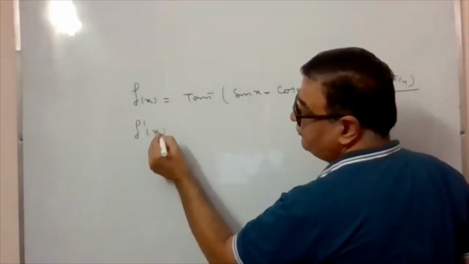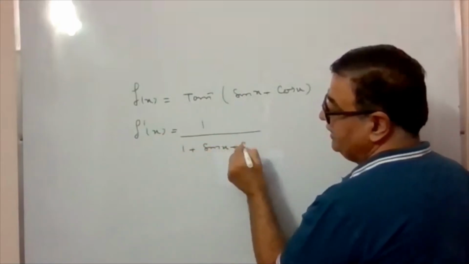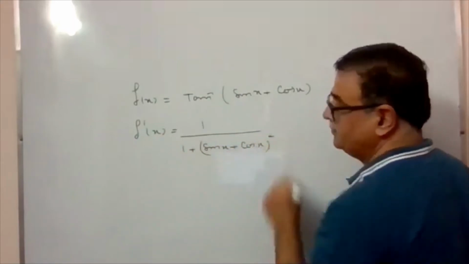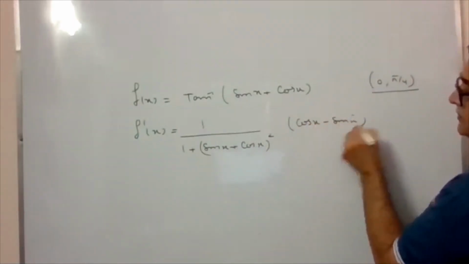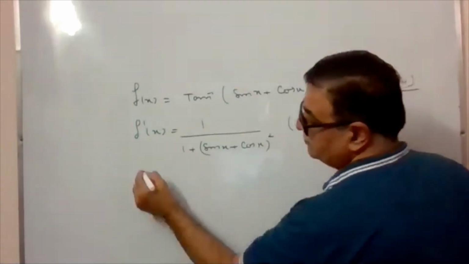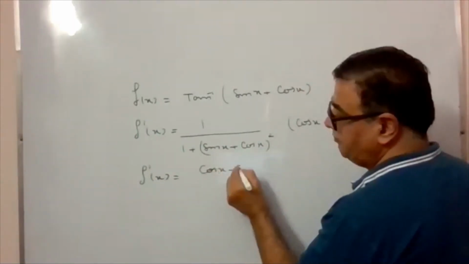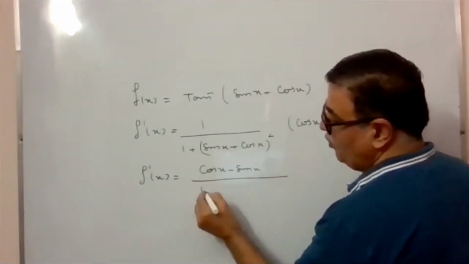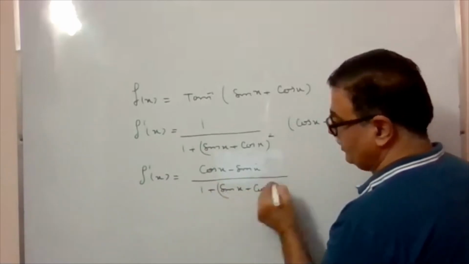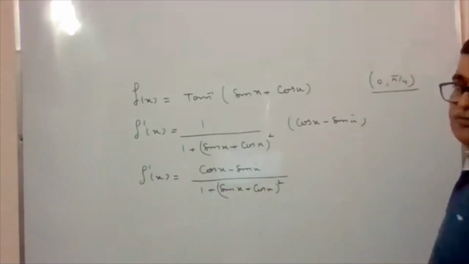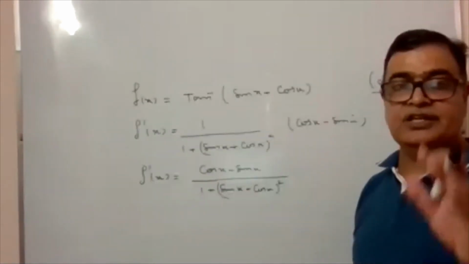f dash x, if I take the tan inverse derivative, will be 1 by 1 plus (sin x plus cos x) whole square. And sin x derivative is simply cos x, and then minus of sin x. Then f dash x will be (cos x minus sin x) by (1 plus sin x plus cos x) whole square. The denominator is already a positive number. Only the numerator has to decide where it is increasing, where it is decreasing.